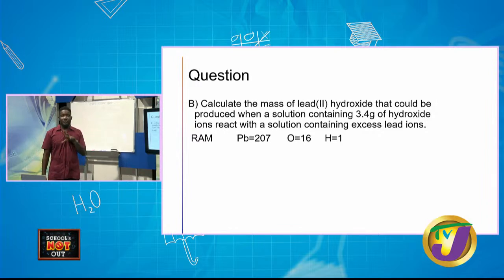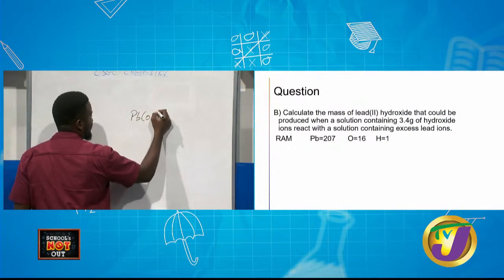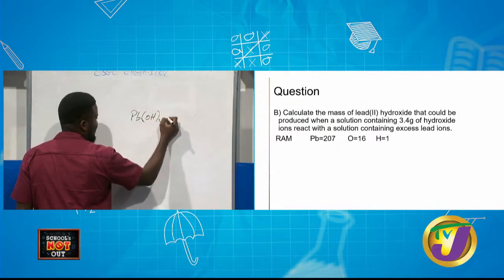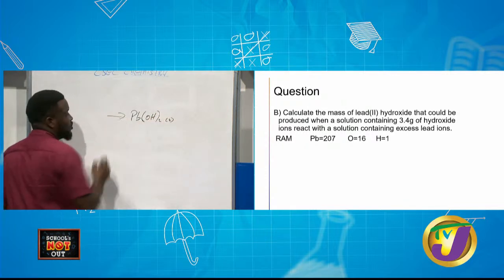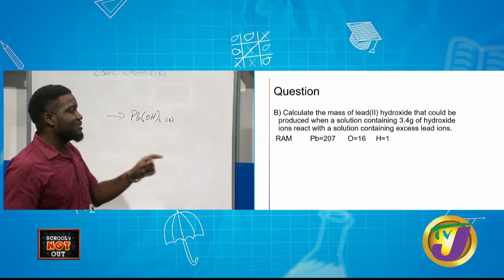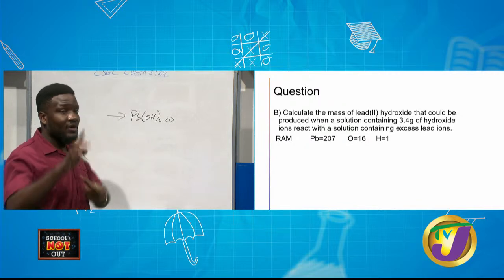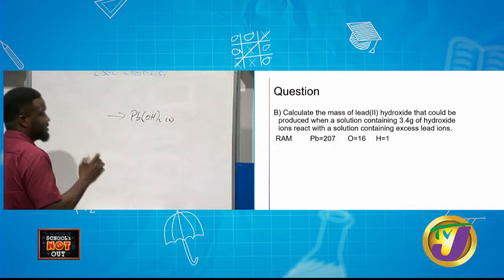So the first thing, as we know, we need the chemical formula, or rather the balanced equation. It says to calculate the mass of lead(II) hydroxide that will be produced. So we know that lead(II) hydroxide, Pb(OH)2, is a solid and it's being produced, so it goes at the back of the arrow. Then it says when a solution containing 3.4 grams of hydroxide ions reacts with, so once you see that, that means it's a reactant.